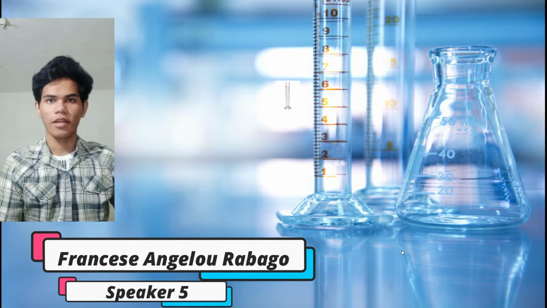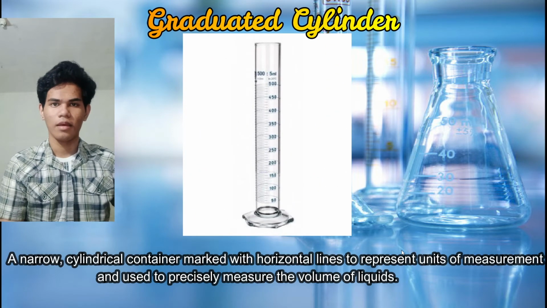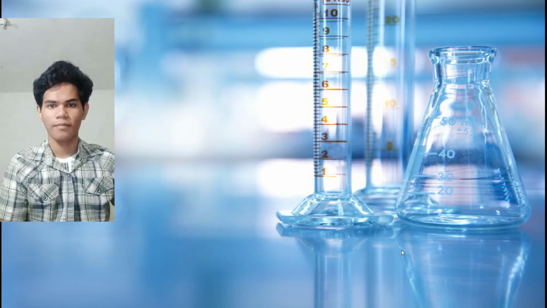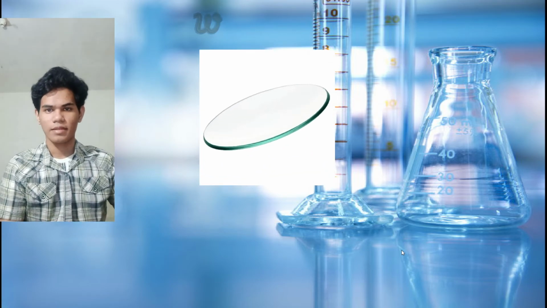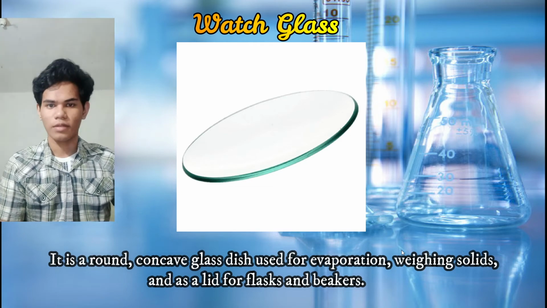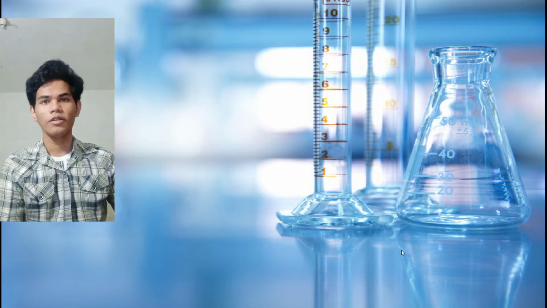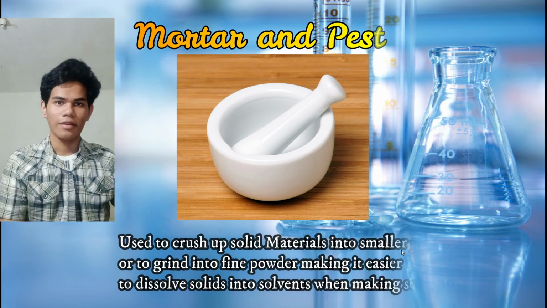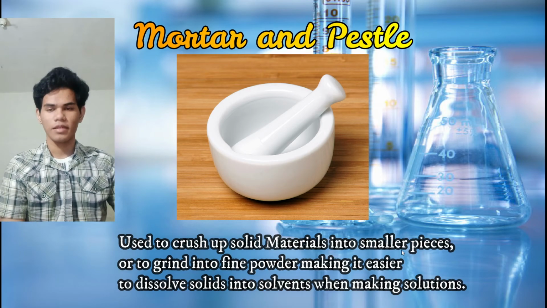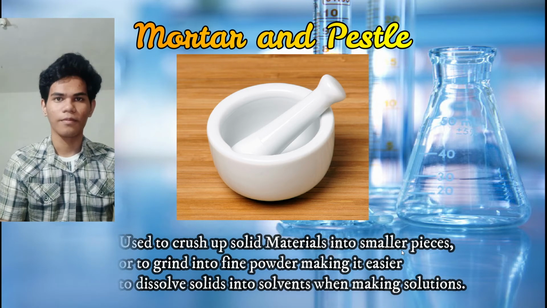Graduated cylinder, a narrow cylindrical container marked with horizontal lines to represent units of measurement, and used to precisely measure the volume of liquids. Watch glass. It is a round concave dish used for evaporation, weighing solids, and as a lid for flasks and beakers. Mortar and pestle. Used to crush solid materials into smaller pieces or to grind into fine powder, making it easier to dissolve solids into solvents when making solutions.